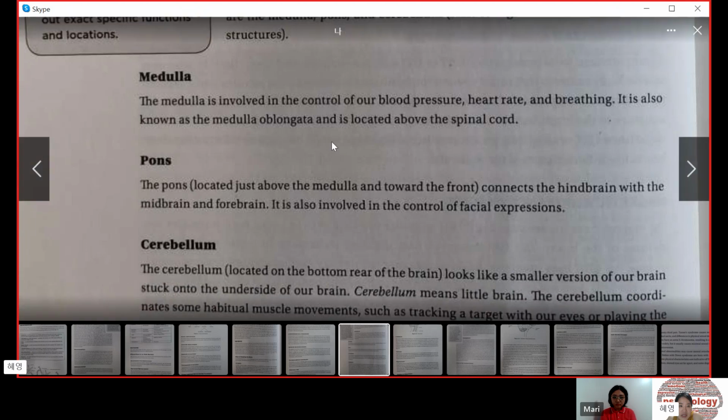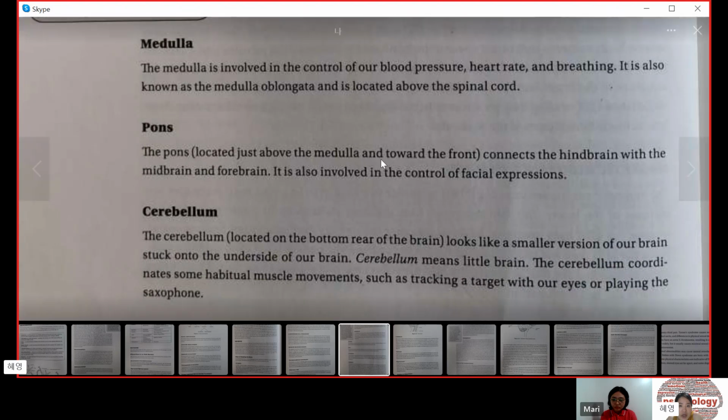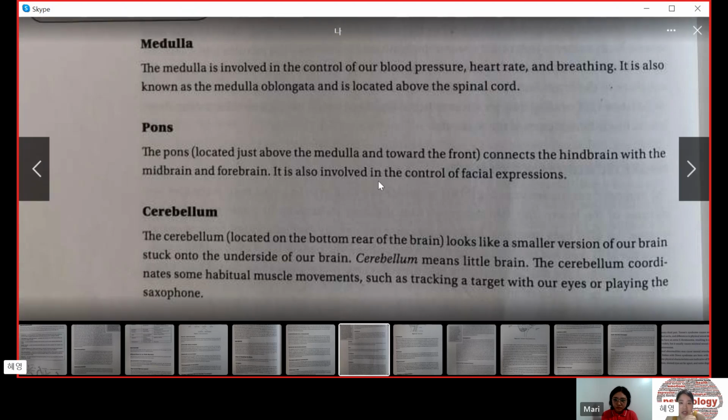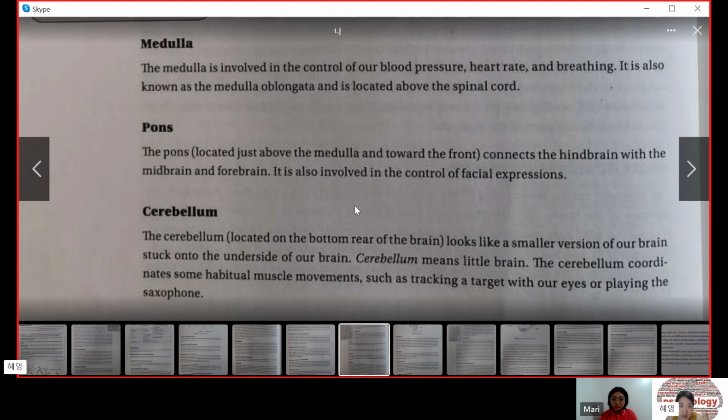And pons. The pons is located just above the medulla and toward the front. It connects the hindbrain with the midbrain and forebrain. It's also involved in the control of facial expression. So when you show some facial expression, you just use this part of the brain, the pons.